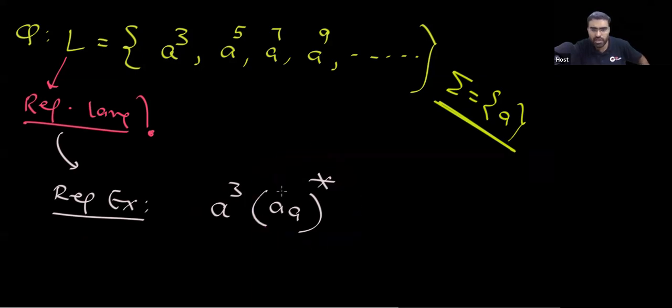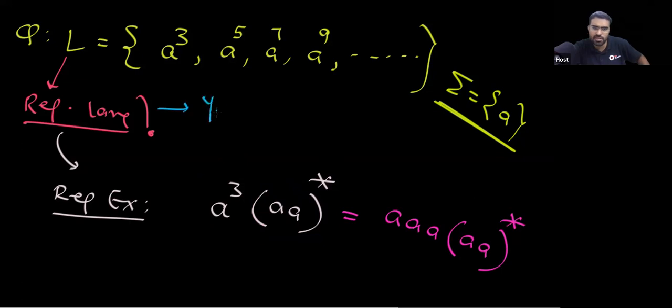So this will be your regular expression: a power 3, and any number of times this 2a can repeat. These can repeat any number of times. Or you can say your regular expression is basically triple a, then double a whole star. This is the regular expression. So yes, this is a regular language.